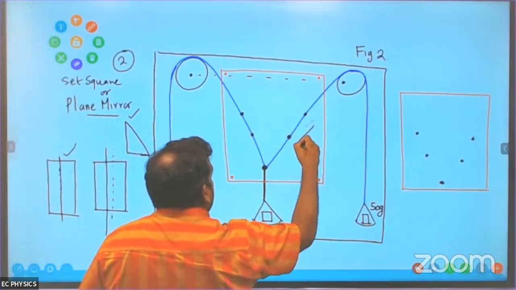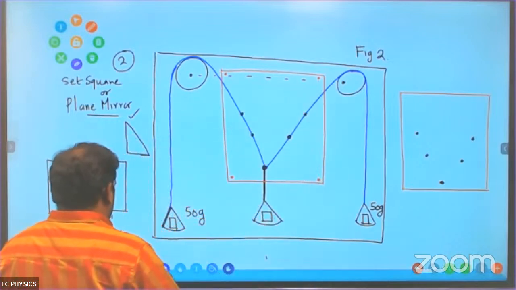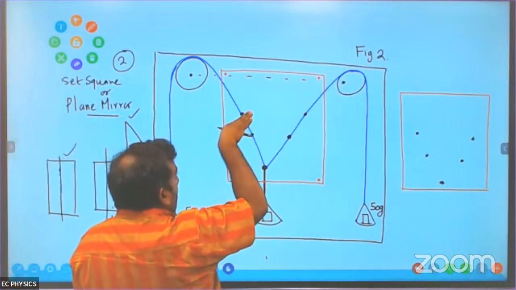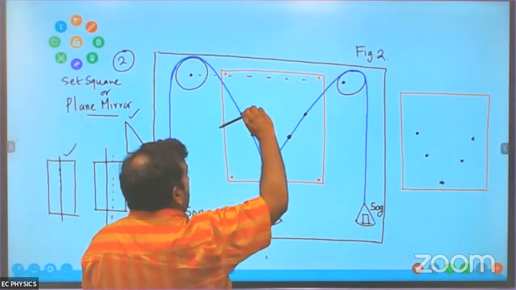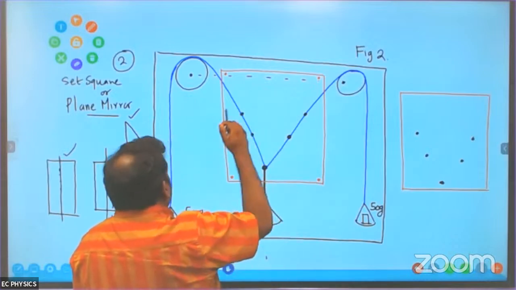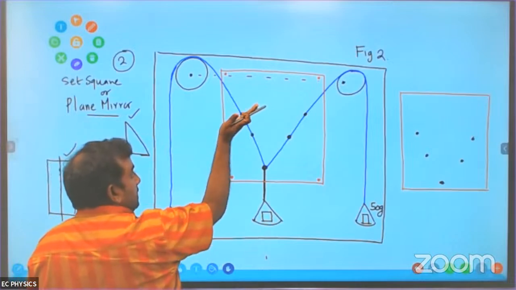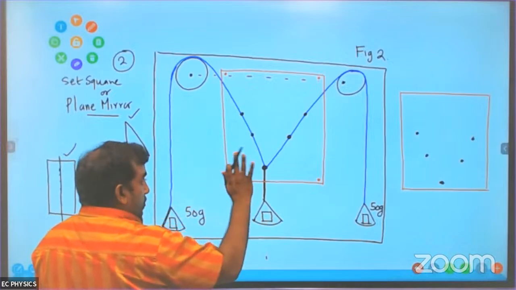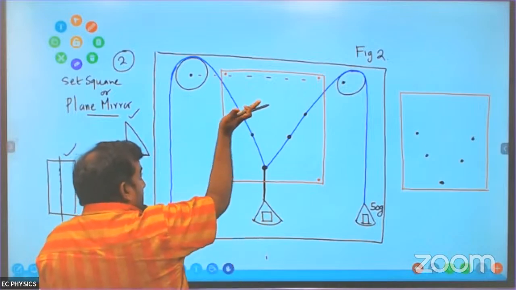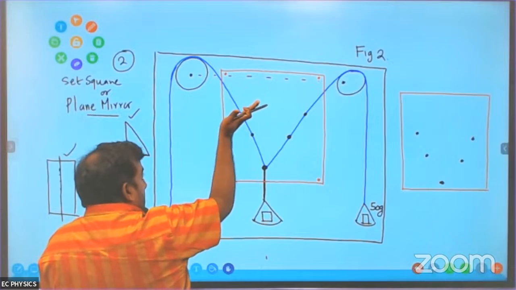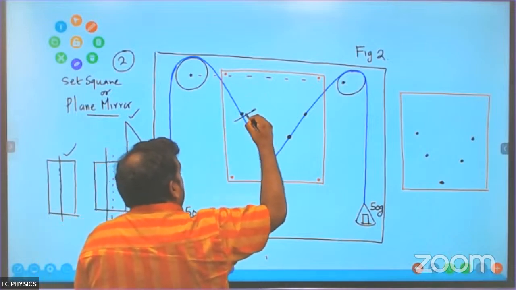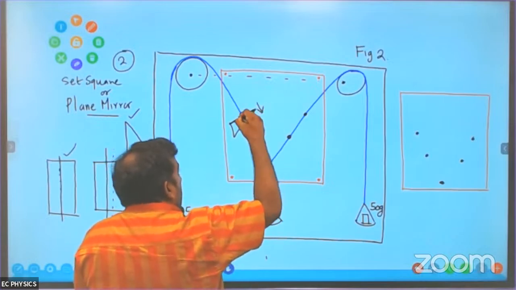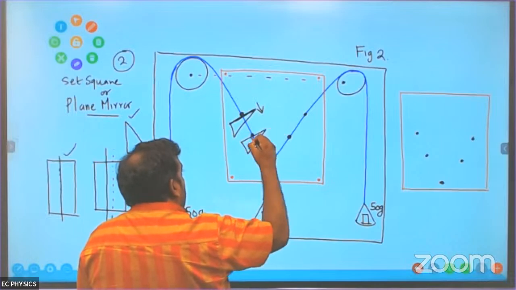Have a look. So this is what you do. You place the set square perpendicular to the string. That means you are keeping it like this, so that the string won't move. String should not move. Keep it perpendicular to the string. Project a point. Move the set square here. Mark another point.